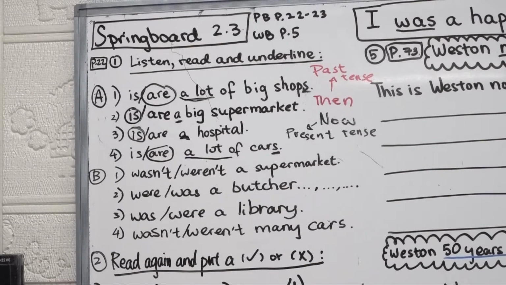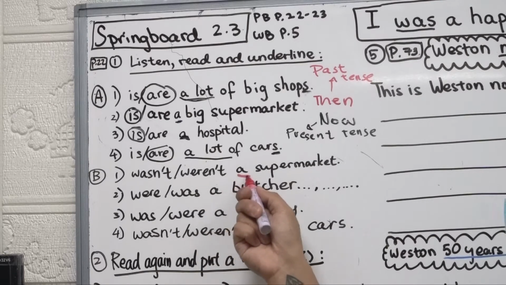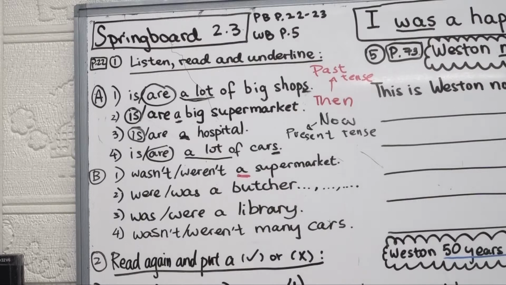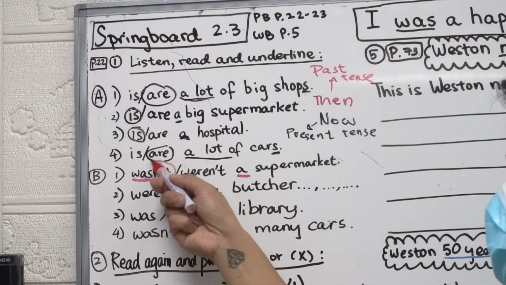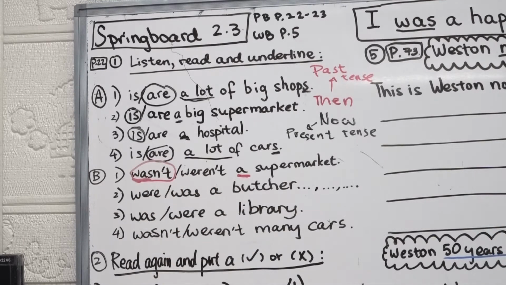Alright, so let's check our answers now. So, part B is talking about the past or before, so it should be past tense. No example, so let's do it together. This was small town 50 years ago. That means 50 years before, right? There wasn't or weren't a supermarket. In the past tense, the singular will use was. But since we're talking about negative, we have wasn't, okay? So there wasn't a supermarket, okay?